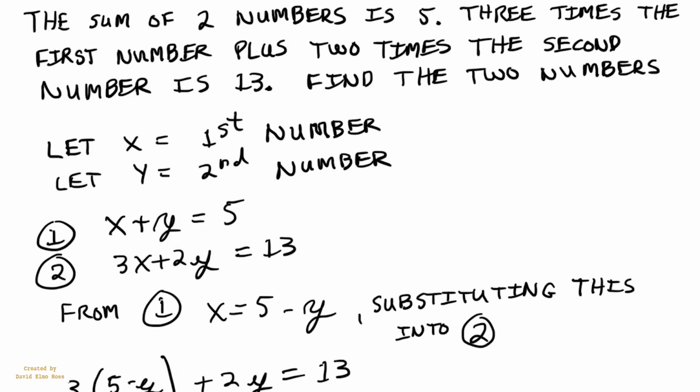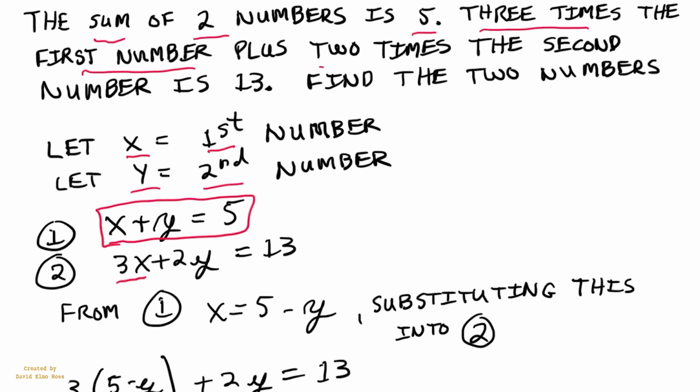Let's look at this problem. It says the sum of two numbers is 5. Well, if we let x equal the first number and y equal the second number, we can represent that by just x plus y equals 5. Then it says 3 times the first number, which is 3x, plus 2 times the second number, which is 2y, is equal to 13. And this is how we would represent that as another equation.